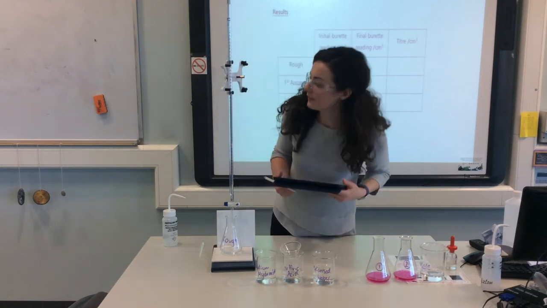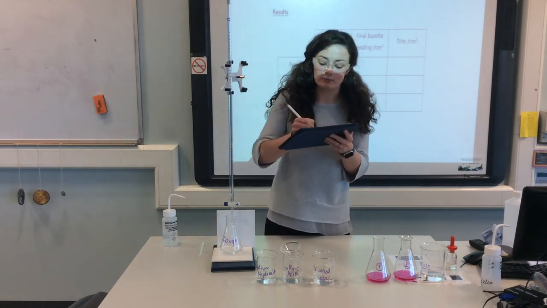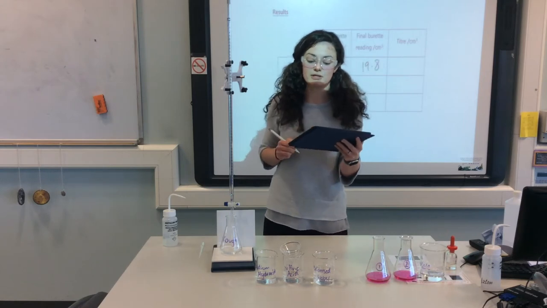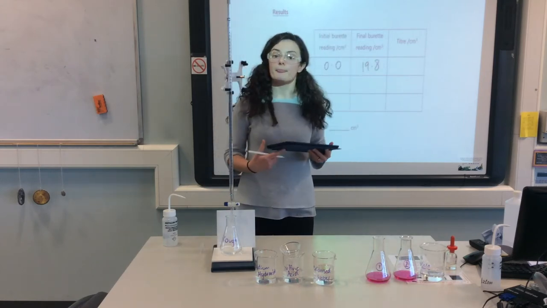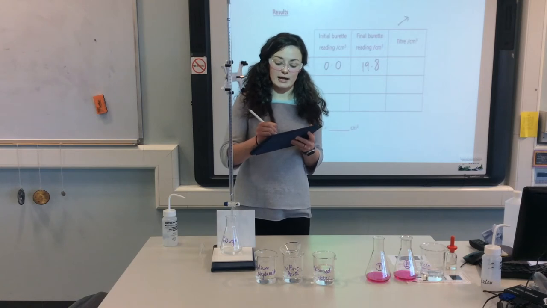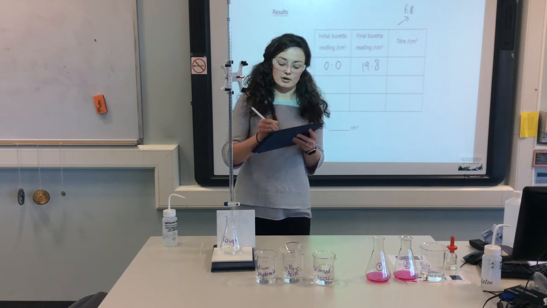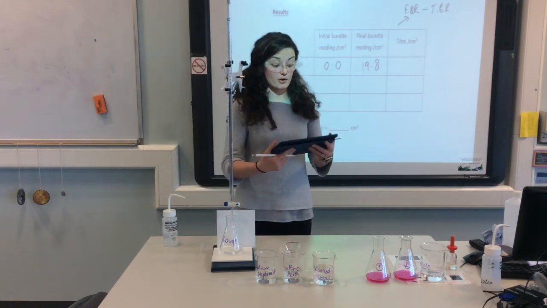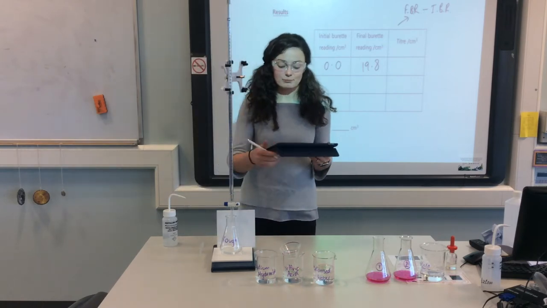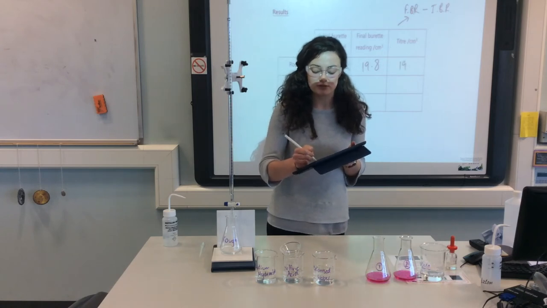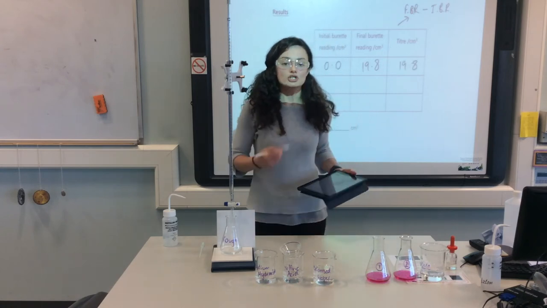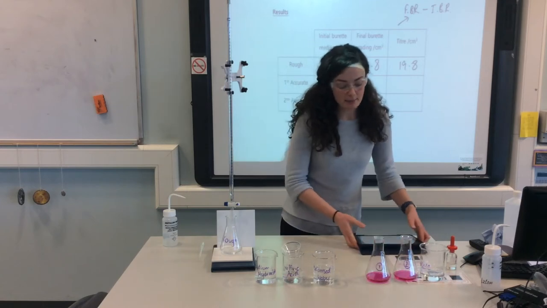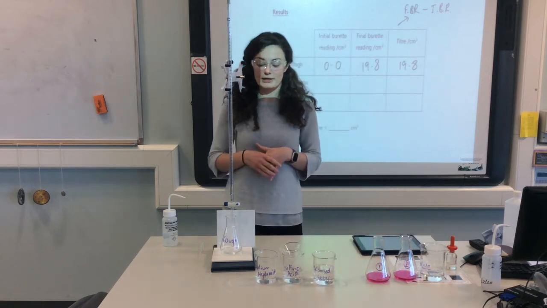Our final burette reading then, as I said, is 19.8 centimetres cubed. The titre is the difference between your final burette reading and the initial burette reading. So you could write that in if you want: final burette reading minus initial burette reading. So for our rough titration, it's just 19.8 minus 0, so that's going to be 19.8. So I know roughly my end point is achieved at 19.8 centimetres cubed.